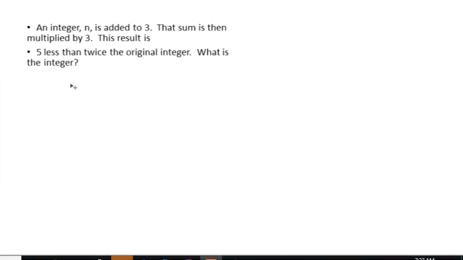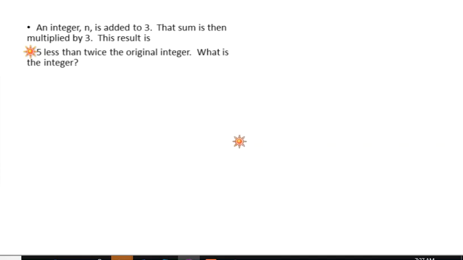Okay, you guys, this one is super tricky. I will say that you're probably going to see questions like this on your final test for this class, so make sure you pay careful attention here, okay? An integer n is added to 3. That sum is then multiplied by 3. The result is 5 less than twice the original integer. What is the integer?